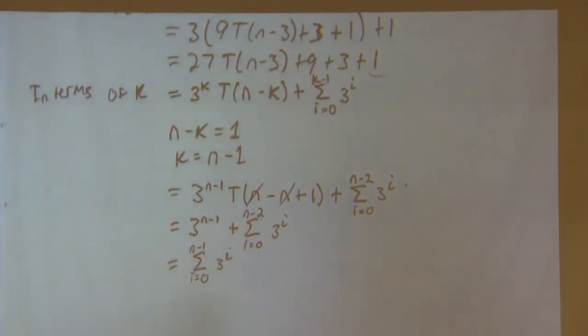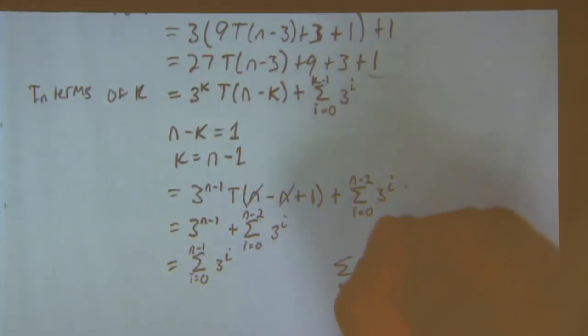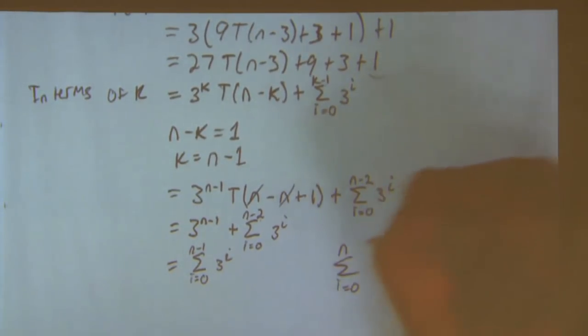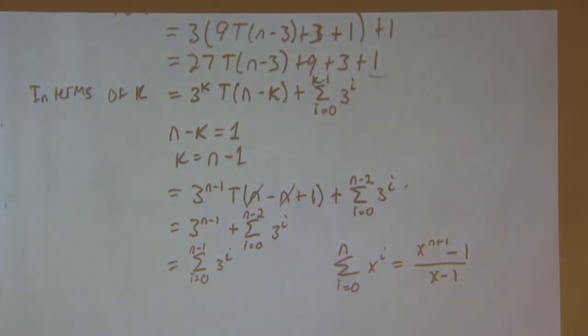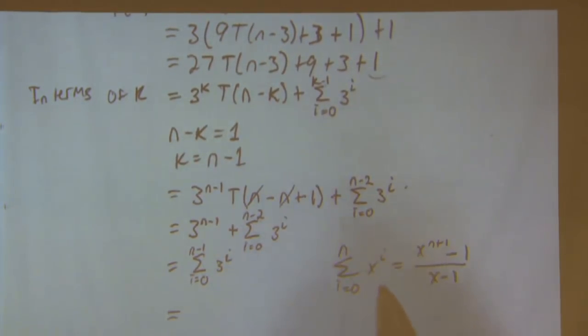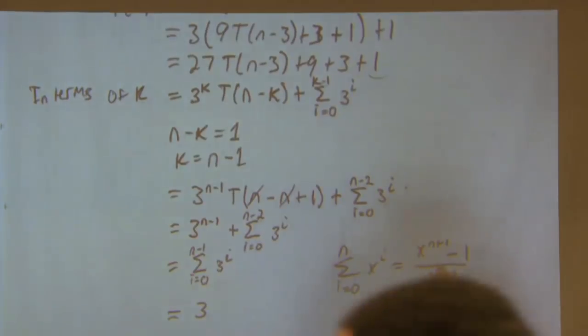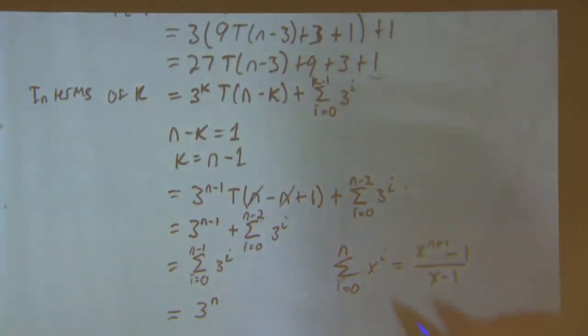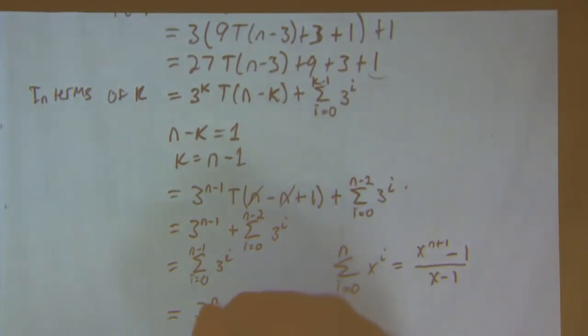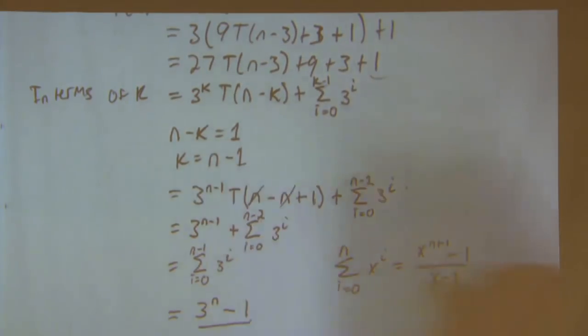Okay, cool. And then the formula that we are given is just the sum from i equals 0 to n of x to the i is equal to x to the n plus 1 minus 1 all over x minus 1. And so we just plug into this formula and we get our answer. So we get, let's see, our x here is 3. n minus 1 plus 1 is just n. And then we subtract 1. And then x is 3 minus 1 is just 2.